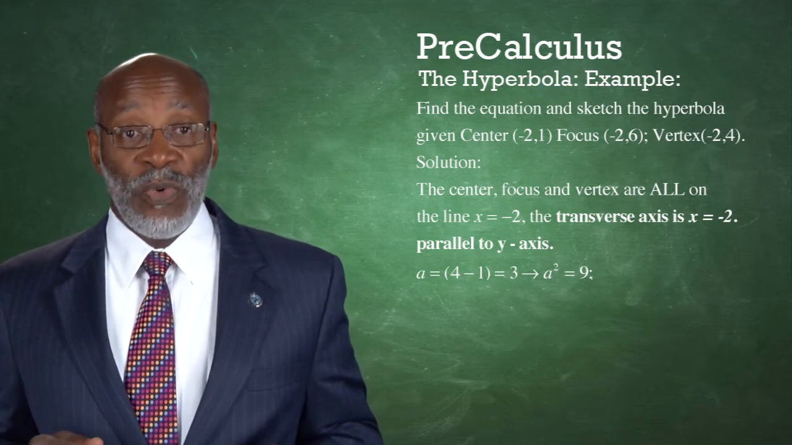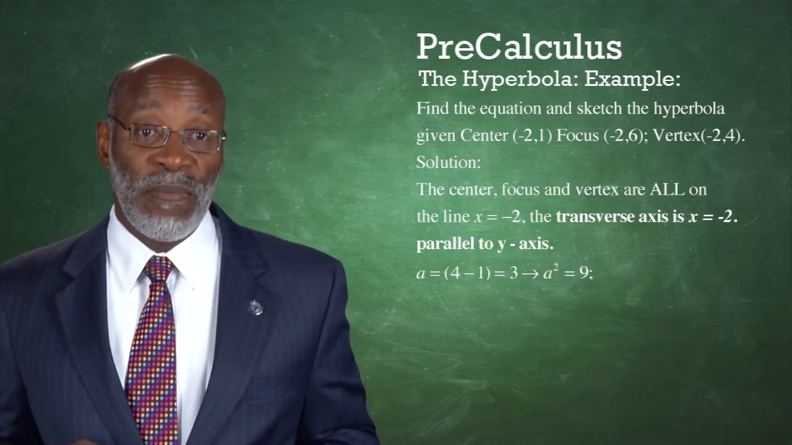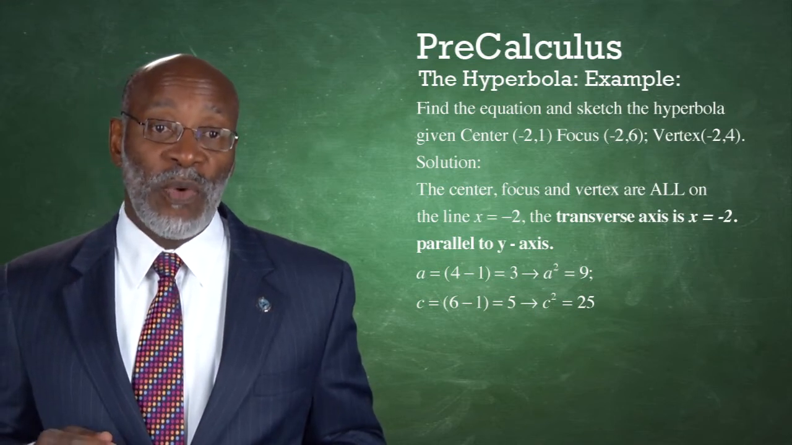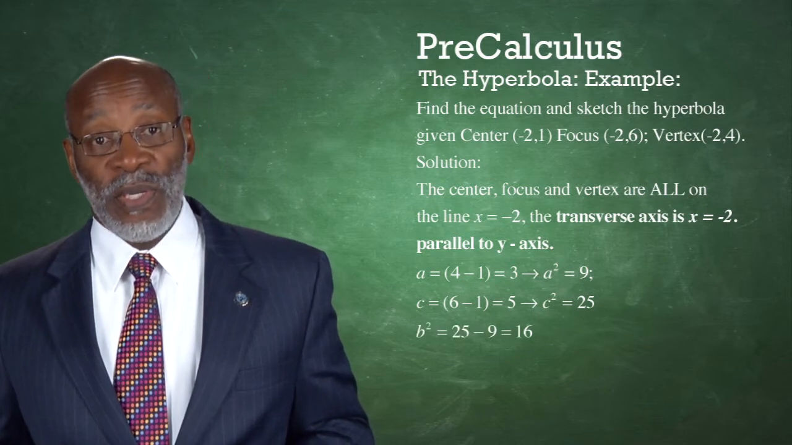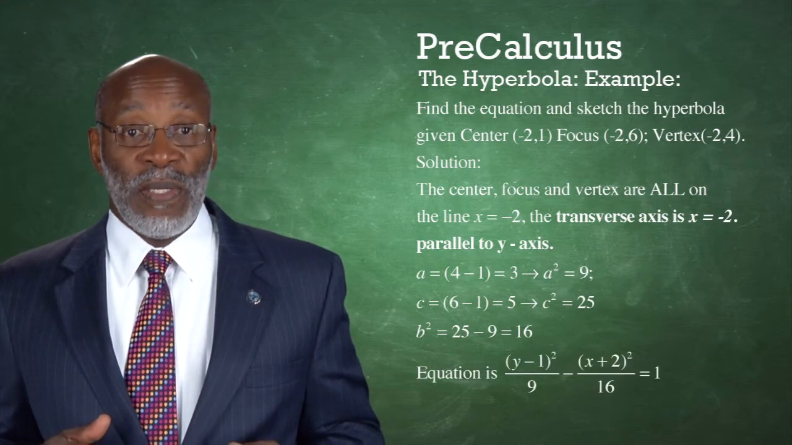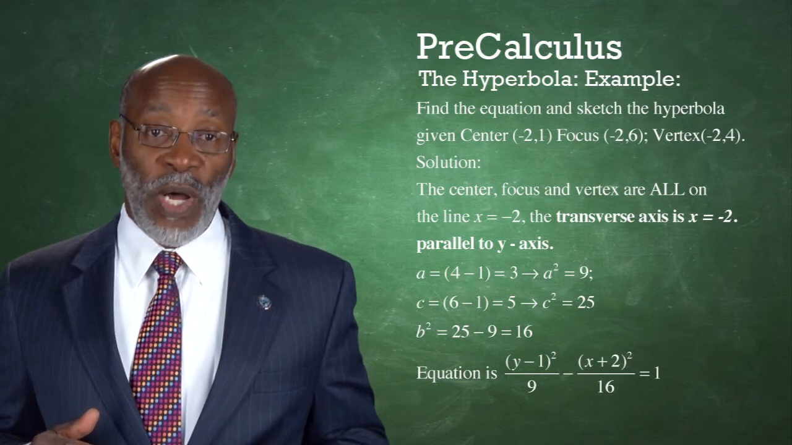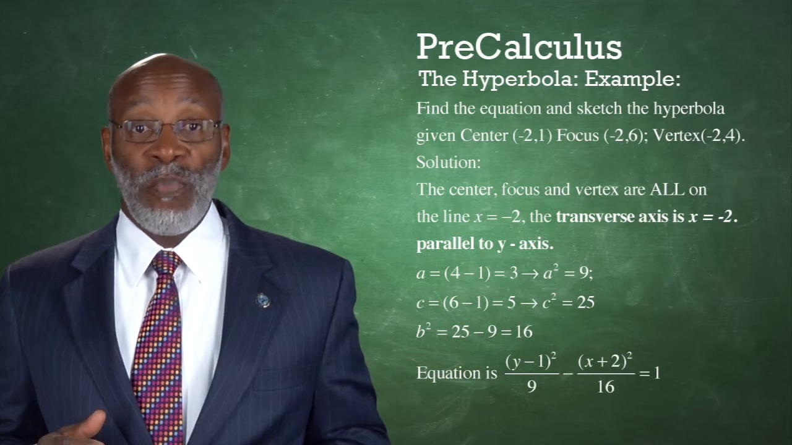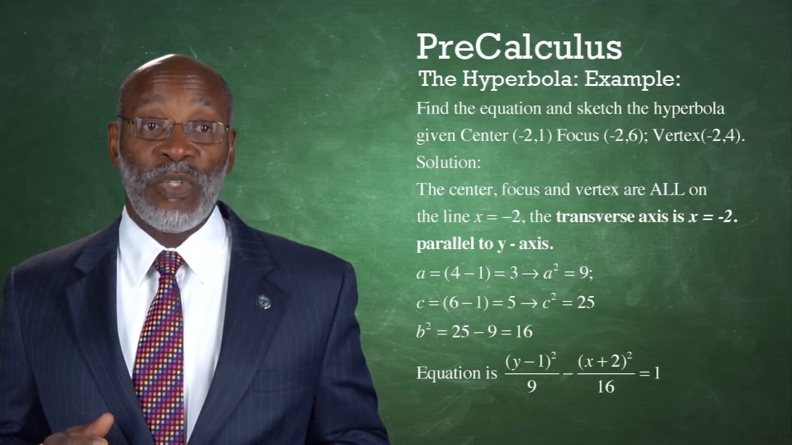a is equal to 4 minus 1 equals 3, so a squared is 9. c is equal to 6 minus 1 equals 5, so c squared is equal to 25. Therefore, b squared is equal to 25 minus 9 equals 16. The equation of the hyperbola, therefore, is (y minus 1) squared over 9 minus (x plus 2) squared over 16 equals 1.